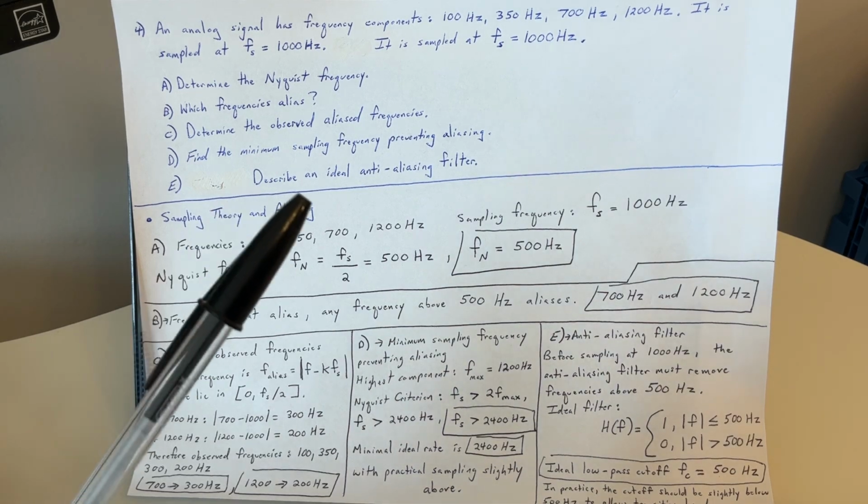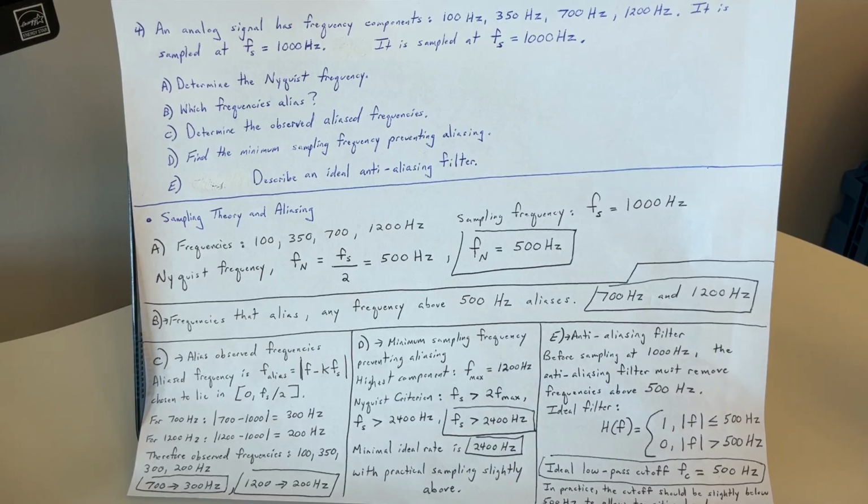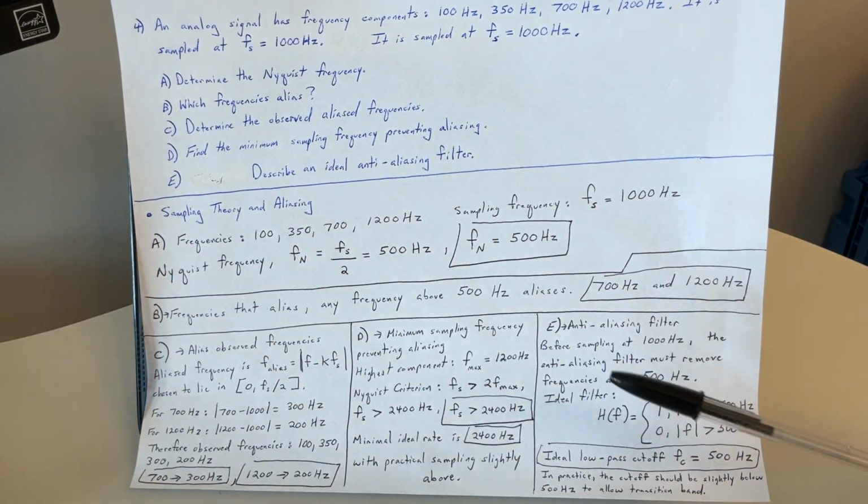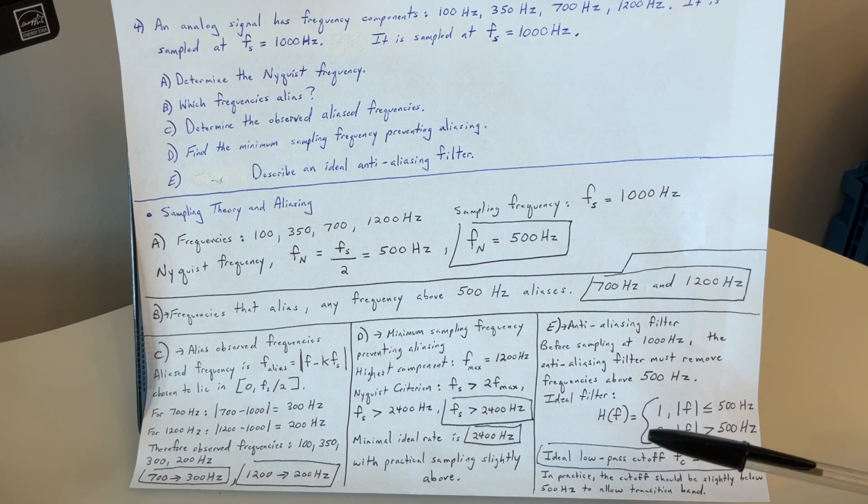And for part E, describe an ideal anti-aliasing filter. Before sampling at 1000 hertz, the anti-aliasing filter must remove frequencies above 500 hertz. Here's our ideal filter, H of f, piecewise: 1 where the absolute value of f is less than or equal to 500 hertz, 0 where the absolute value of f is greater than 500 hertz. So the ideal low-pass cutoff here is 500 hertz. In practice, the cutoff should be slightly below 500 hertz to allow a transition band.